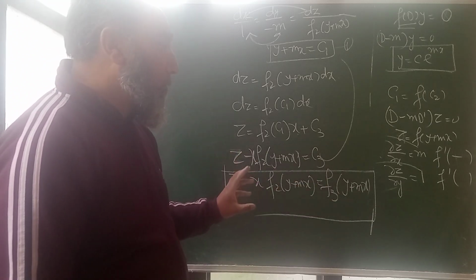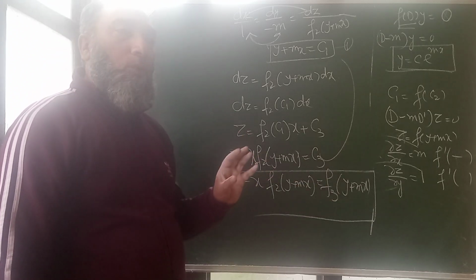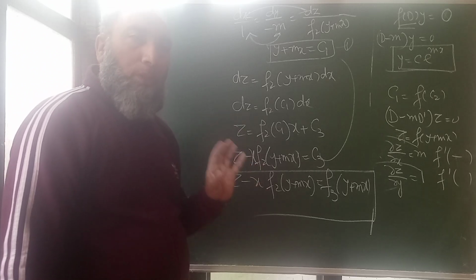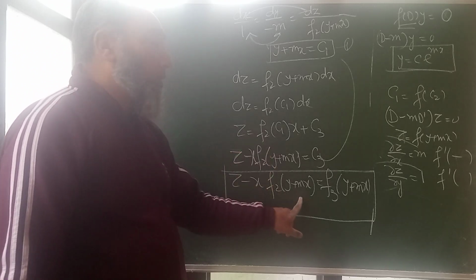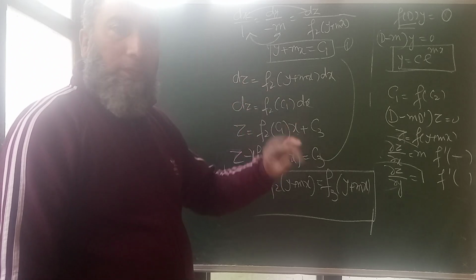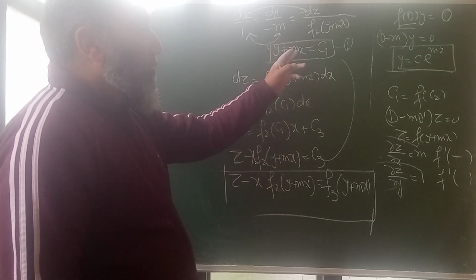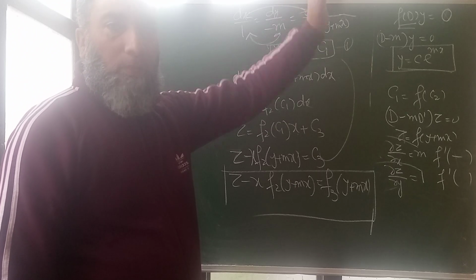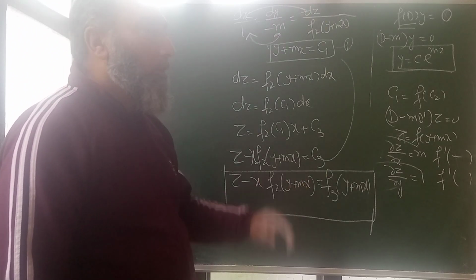When there are repeated roots, say m1 and m2, Z is function of y plus mx plus x times function of y plus mx. Right? So for complex roots, I don't have to write anything. If they are complex roots, then you have to follow the first method only. Fine? So let me take up some questions.